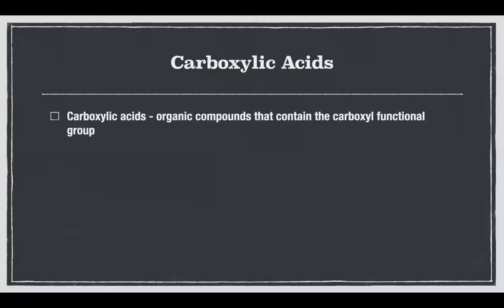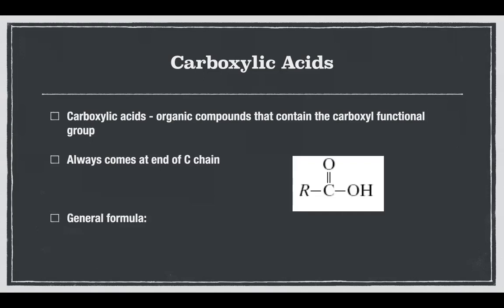So the functional group for carboxylic acids is going to be the carboxyl group, and it always comes at the end. So the general formula is carbon. Again, the R here represents the rest of the hydrocarbon chain, but here you're looking for the carboxyl group, which is COOH. That's a carbon double bonded to oxygen with a hydroxyl group on the side. So if you see this at the end or the beginning of a carbon chain, it is a carboxylic acid.